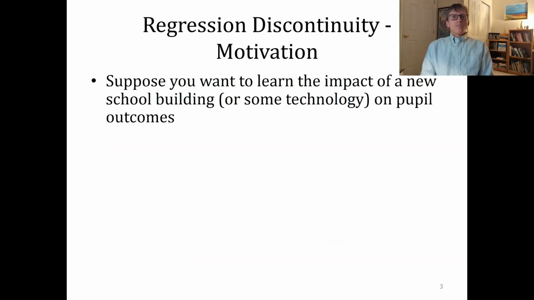For reasons that you will see shortly, regression discontinuity typically uses cross-sectional data sets, whereas difference in differences typically uses panel data sets. So let me give an example of regression discontinuity to motivate it. Suppose that you want to know what the impact is of a new school building. The idea is that the new school structures can impact student outcomes in a variety of ways, from improving the learning environment to attracting teachers and parents who care more about student outcomes.